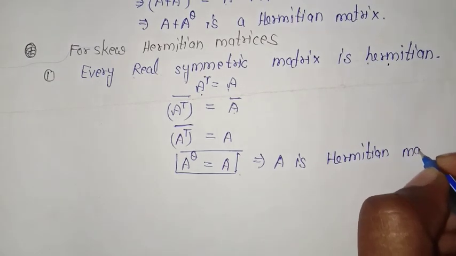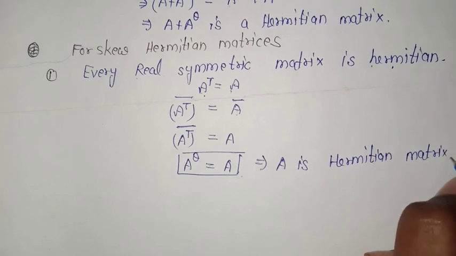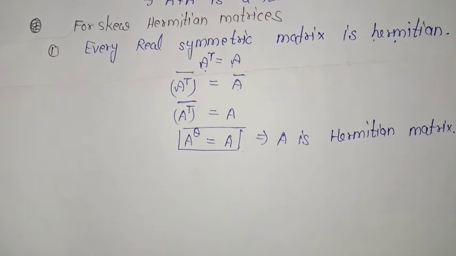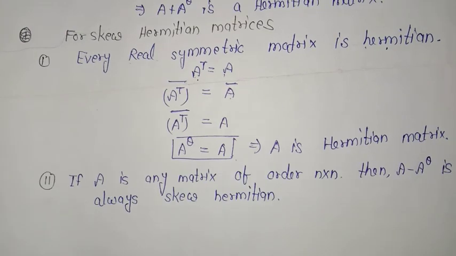So in this way we can say that every real symmetric matrix is a Hermitian matrix. Now I am going to discuss the second property of the skew Hermitian matrices. So the next property is as follows.